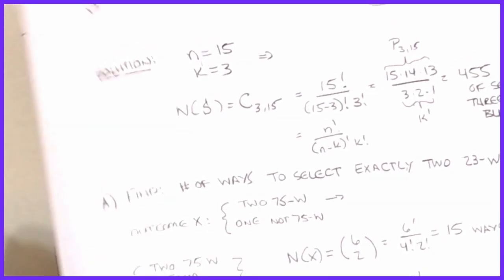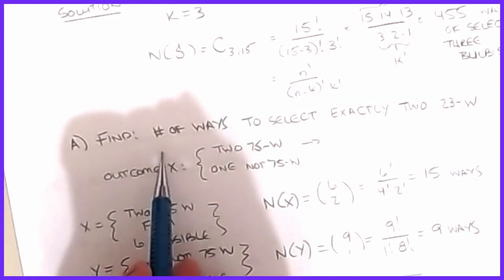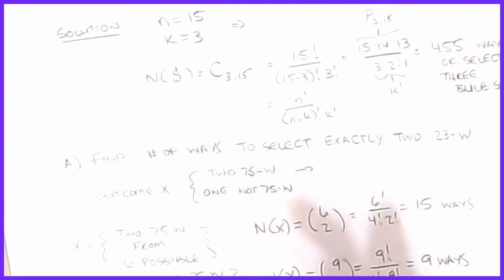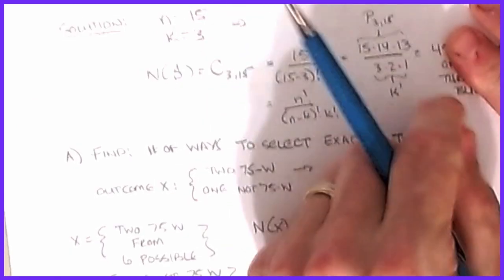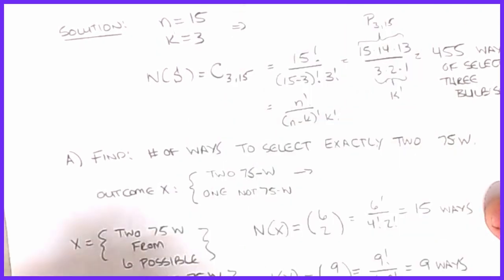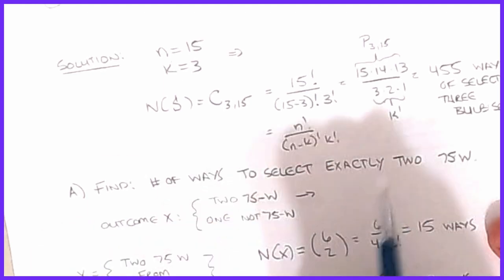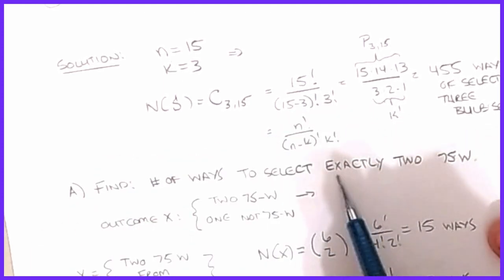Now let's try some different problems, see if we can figure out the events and how we would set them up. The first one we're going to look at is the number of ways that we can select exactly two 75-watt bulbs on that 3 bulb pull. So again, we're pulling 3, but I only specified that I needed exactly 2.